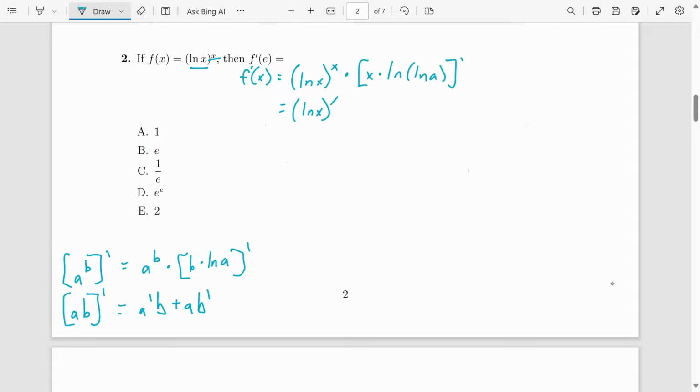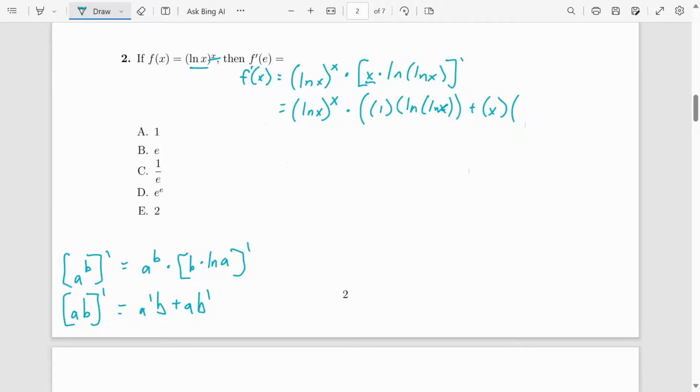of x to the power of x times, all right, so a prime, that is derivative of x, that's going to be 1, times b, that's ln of x. Why did I write an a up here? That's weird. ln of x plus a, which is x, times b prime.